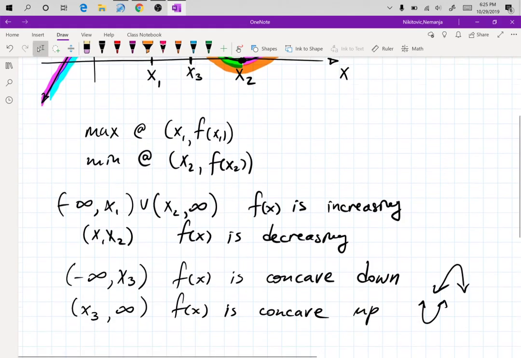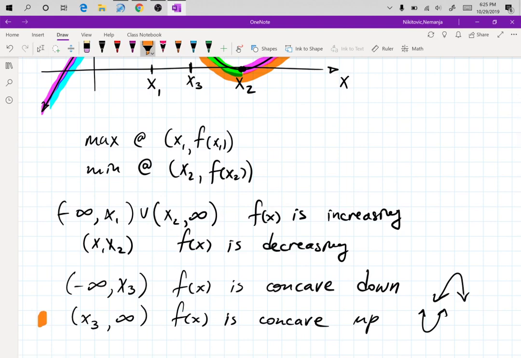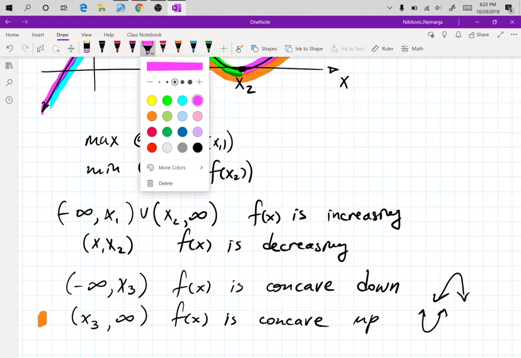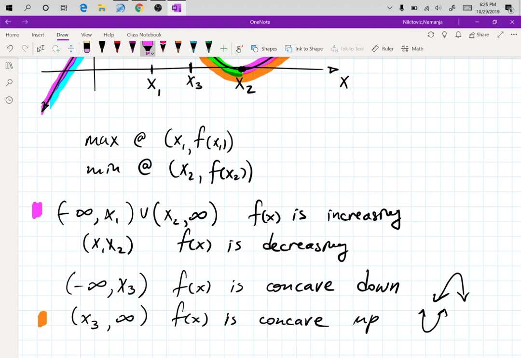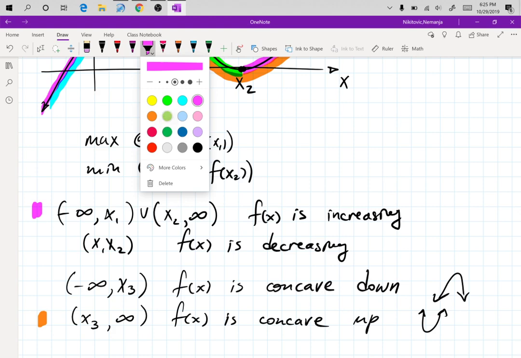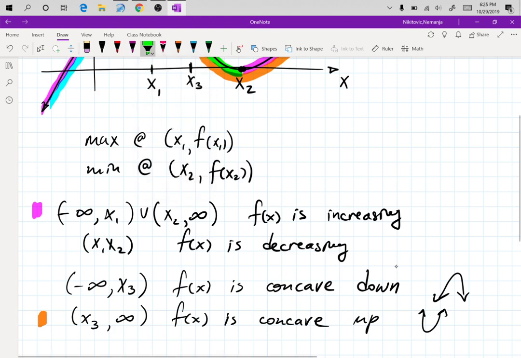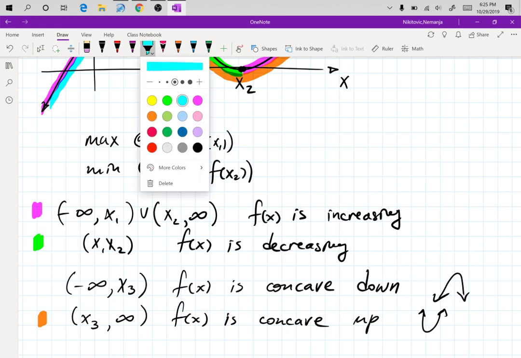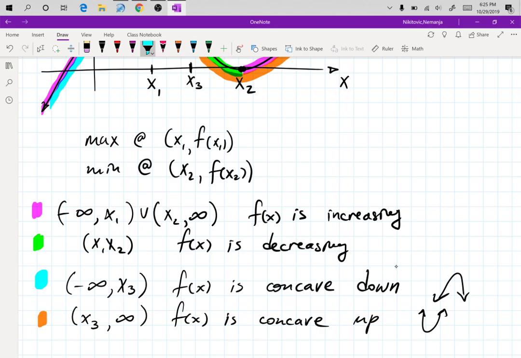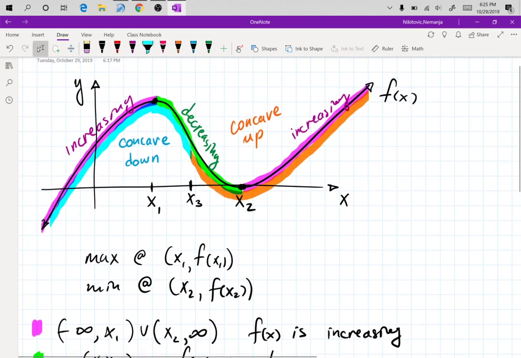So this was our orange. Then I have the pink, and I have the green, and then I have the blue. And everything is now color-coded to fit this graph. So when you have the function, you can talk about increase and decrease and concave up and concave down.